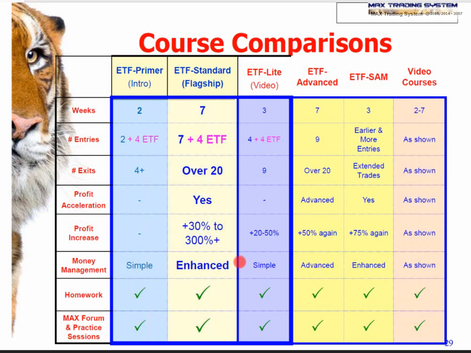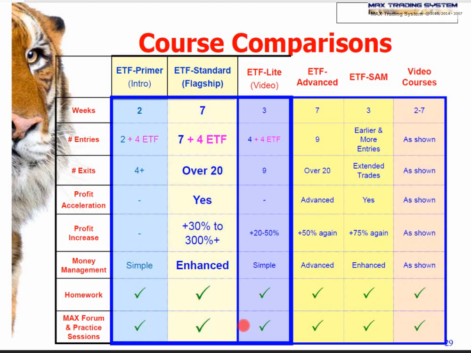They both have homework. Like I said, the Primer doesn't have as much. The Standard has got 7 sets of homeworks, and they both have forums: you'll be invited to the Primer forum with the Primer, and with the Standard course, you'll have the Standard forum as well. And we have practice sessions each weekend that go on. We call them scrolling parties. We have different levels of the scrolling parties. So, for instance, tomorrow we have one for the bonus session for the Standard course.